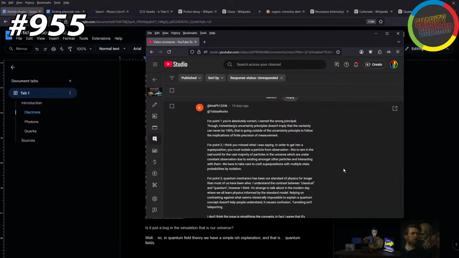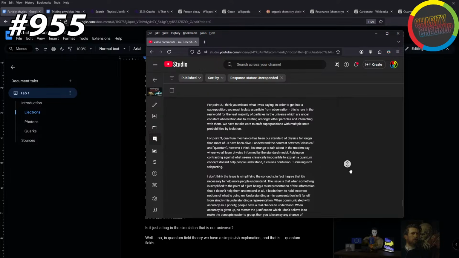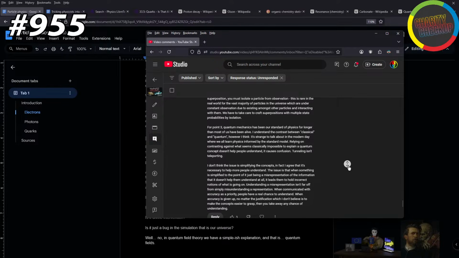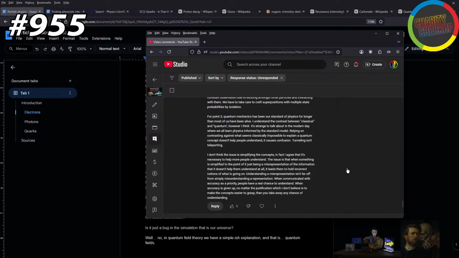I don't understand the contrast between classical and quantum. It's strange to talk about modern day, where we all learn physics informed by the standard model, relying on contrasting against what seems classically impossible to explain. The quantum concept doesn't help people understand, it causes confusion. Tunneling isn't teleporting.